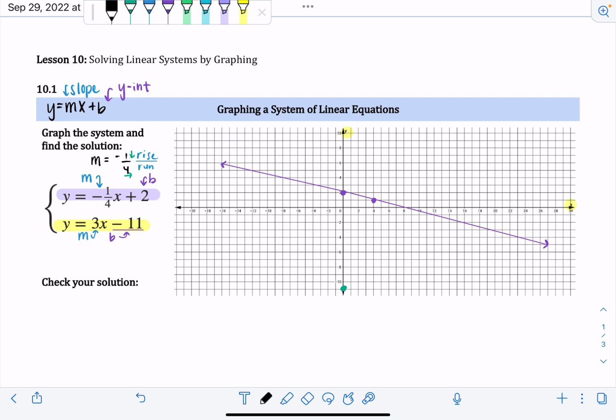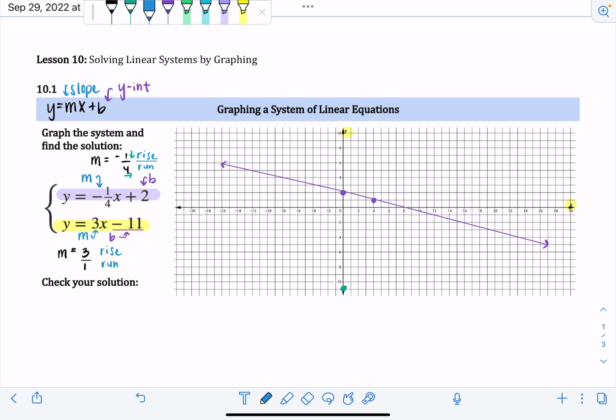Then I use m, my slope, to get my second point, so m equals 3. We usually think of slope as a fraction, so I can make this 3 over 1. And then same thing as before, we'll do rise over run.